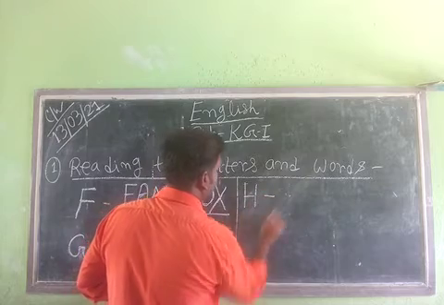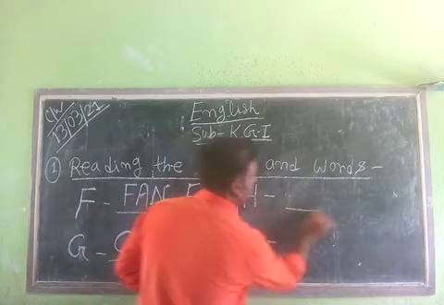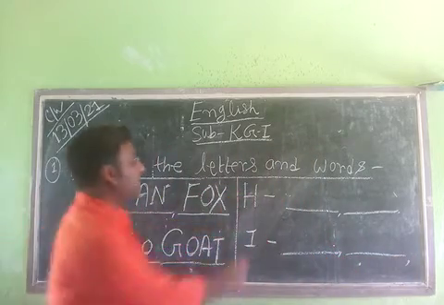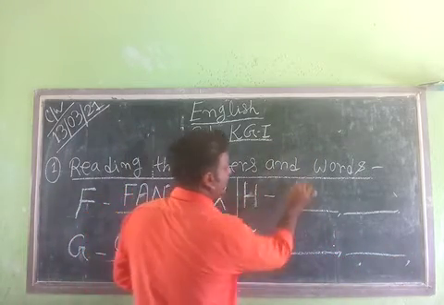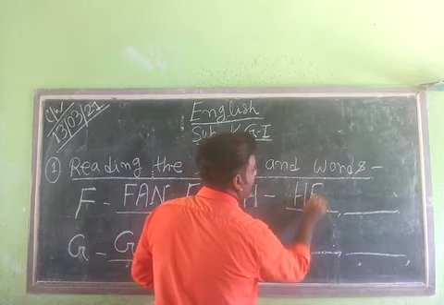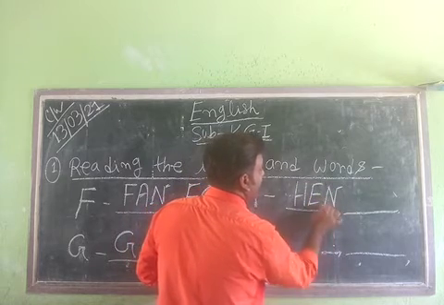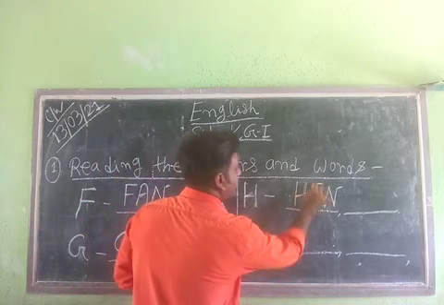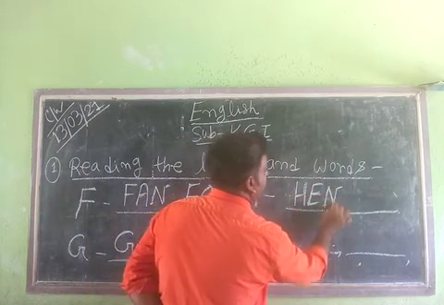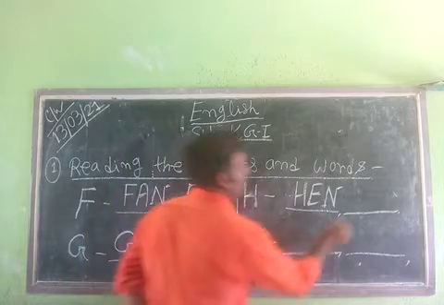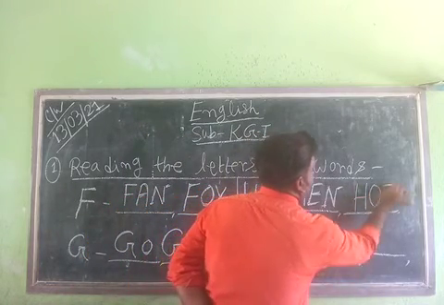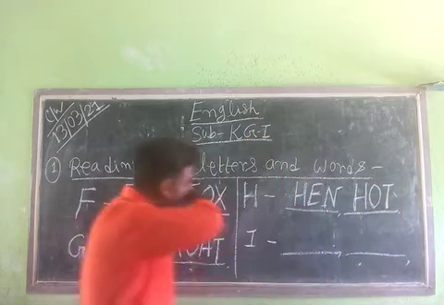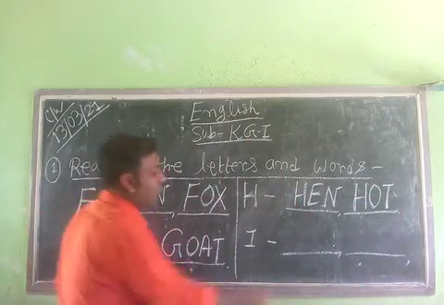Next, letter H. What is this? It is capital H. H for H-E-N, hen. H for hen, H-E-N, hen. And next, H for H-O-T, hot. H-O-T, hot.